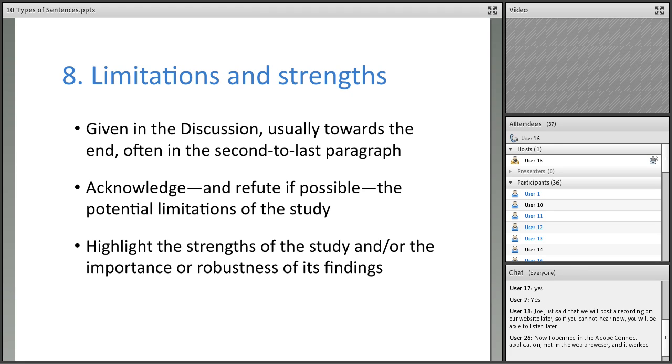Now, our eighth type of sentence that should be included in every scientific manuscript is limitations and strengths. Now, these are given in the discussion, usually towards the end. They're often in the second to last paragraph. And what they do is that they acknowledge and they refute, if possible, the limitations of the study. In refuting the limitations of the study, highlighting the study's strengths is going to help cushion any criticism based on those limitations, whether they're real or perceived.